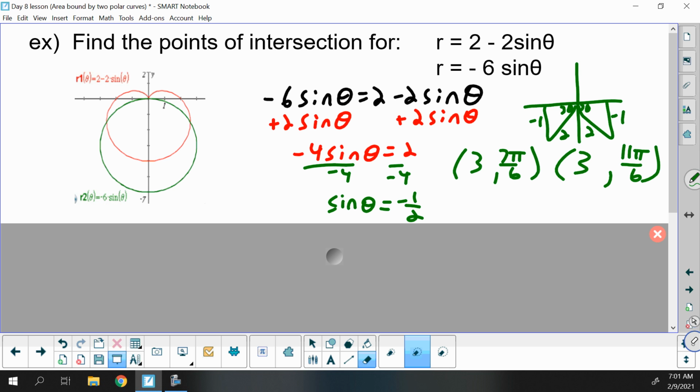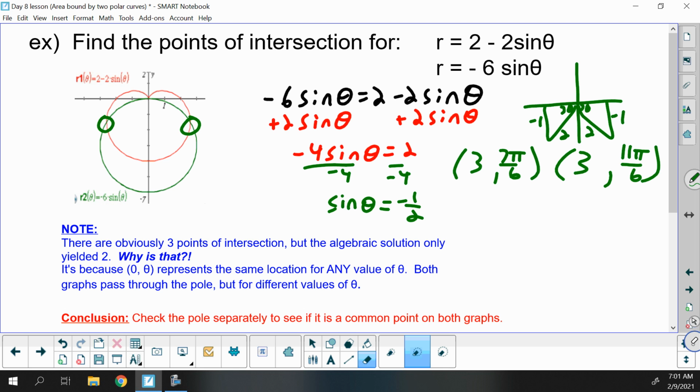Now, if you look at the graph, it's clearly intersecting at 3 points, but we only got 2 answers. We got this one and this one here. So the other spot this is intersecting is the pole. Now, at the pole, your radius could be 0 for lots of different possible values of theta. So it might not be there at the same time, which is why we didn't get the solution here.